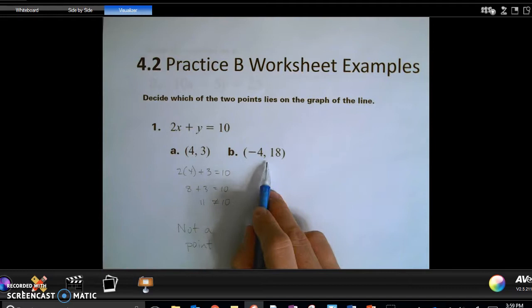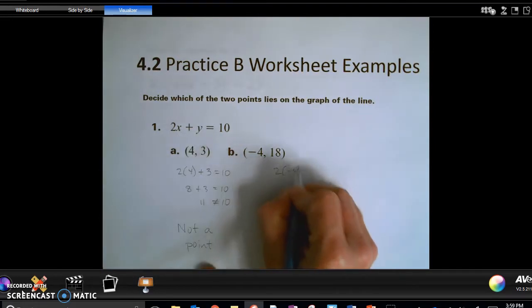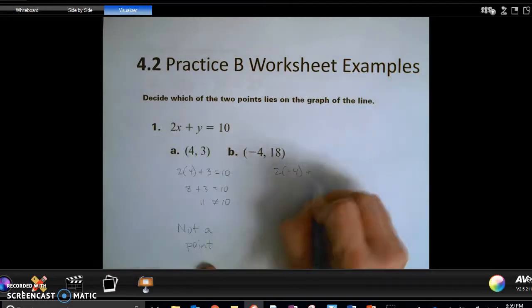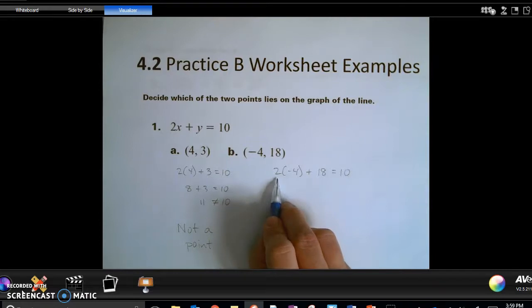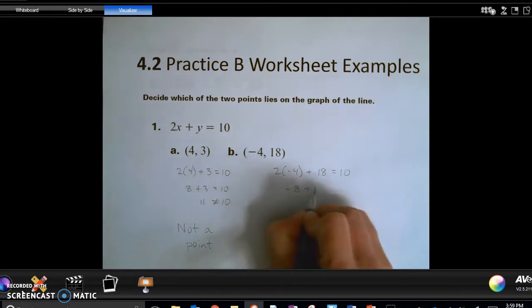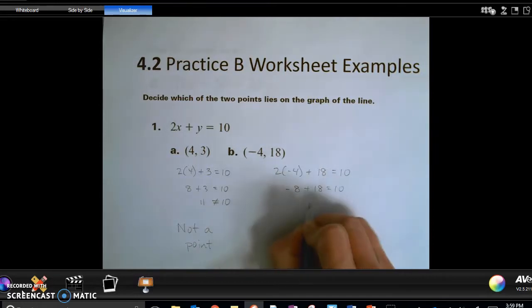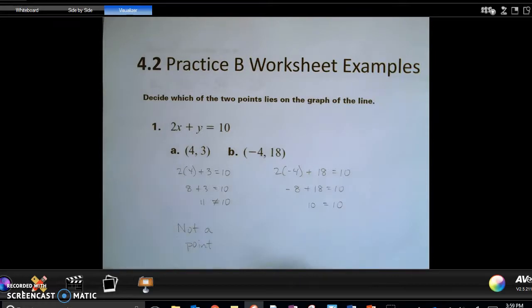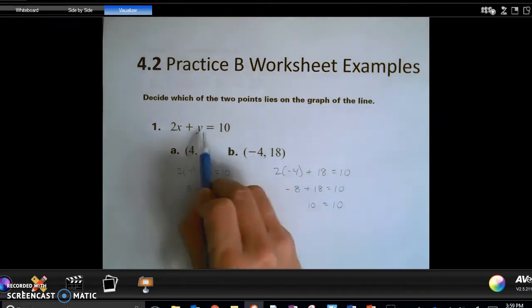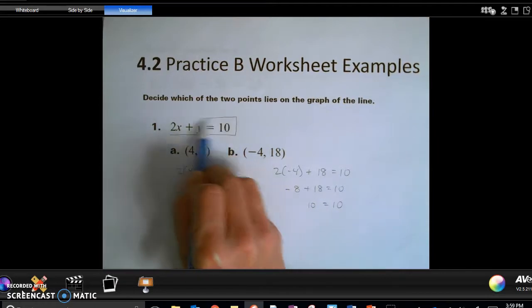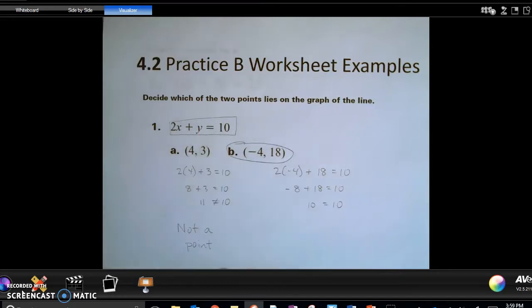Let's try this point. Let's substitute -4 in for x and 18 in for y and see if this makes a true statement. 2 times -4 is -8. -8 plus 18 is positive 10. 10 equals 10. That is true. So -4, 18 is a point on this line. So this would be our correct answer for this one.